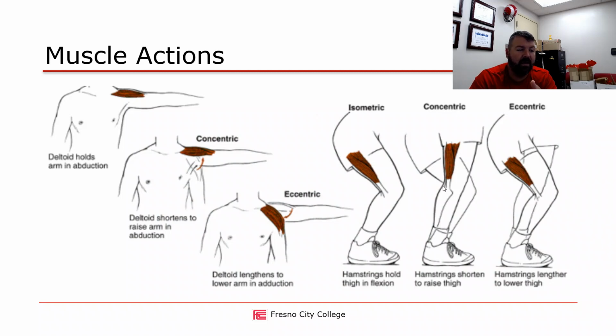When you're squatting down, the downward motion, your hamstring is going through an eccentric contraction. And then when you're standing up from a seated position, your hamstrings are going through a concentric contraction, because they are shortening during that. It's just a little breakdown for that.